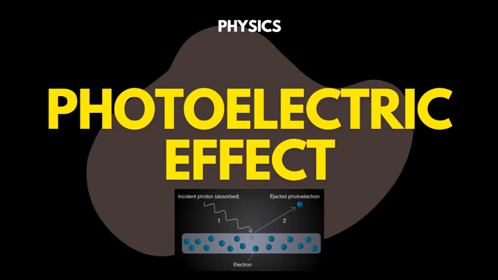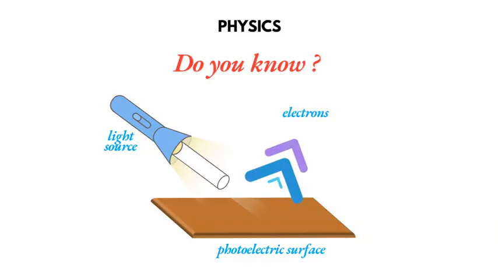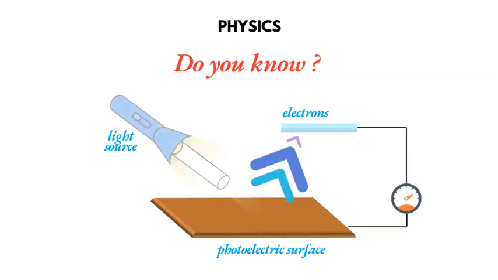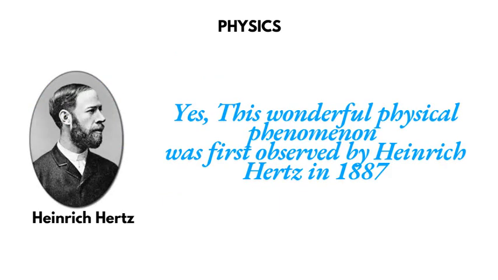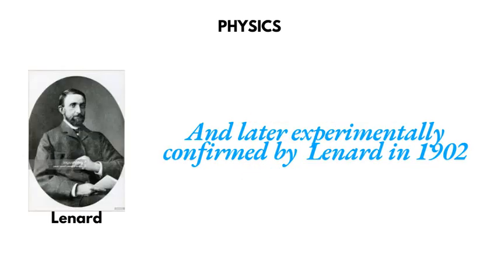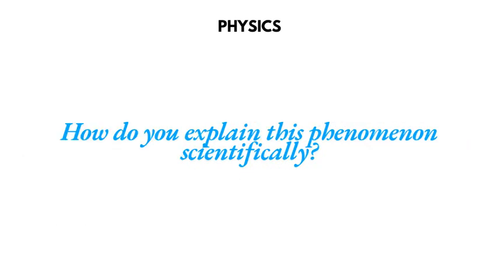In today's video, we are diving into one of the wonderful physical phenomena of nature. Do you know that if you flash a light on a material surface, you can knock off some electrons from the surface and observe a small current through the circuit? Yes, this wonderful physical phenomenon was first observed by Heinrich Hertz in 1887 and later experimentally confirmed by Lenard in 1902. How do you explain this phenomenon scientifically?